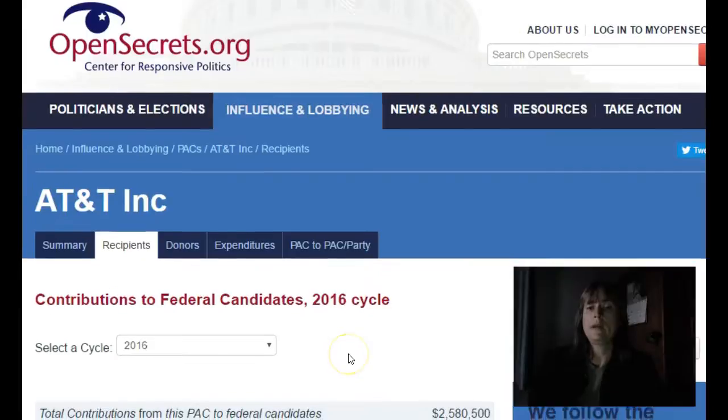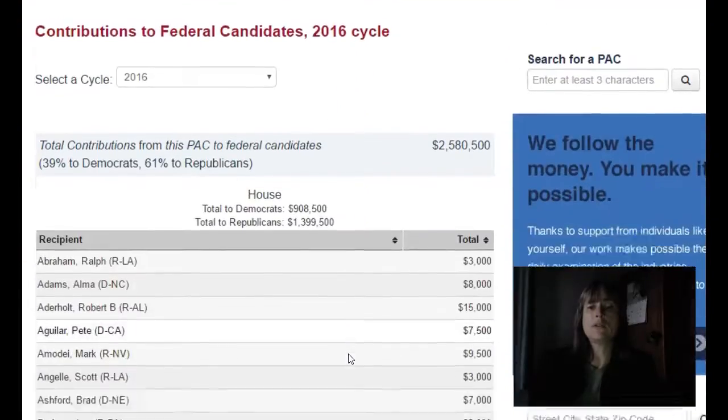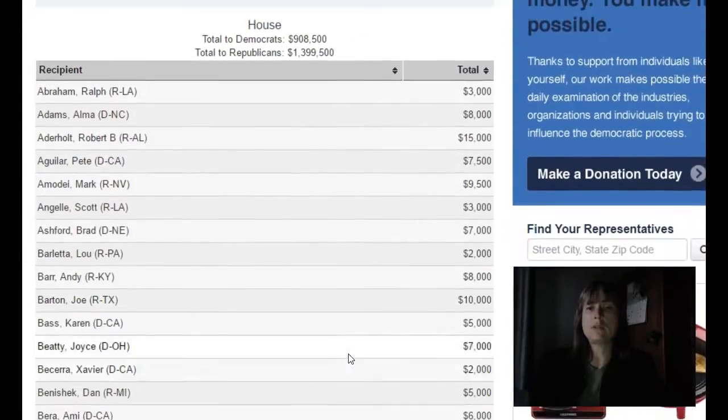The PAC itself is going to turn around and give money in elections to people running for office. You can see that in the House, for instance, they're giving to both Democrats and Republicans. They are buttering their bread on both sides, is the way we refer to it. They're pretty much giving to almost everybody in the House. The reason they're giving more to Republicans is simply that there are more Republicans in the House right now.